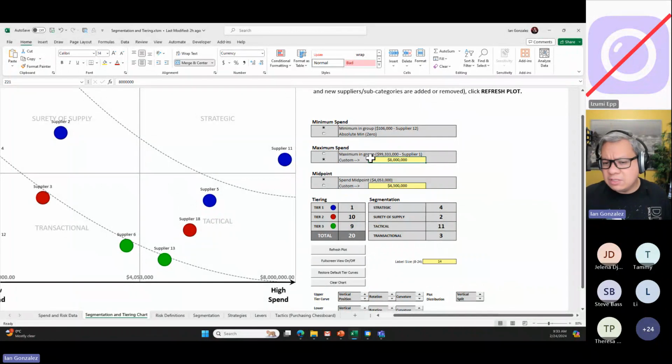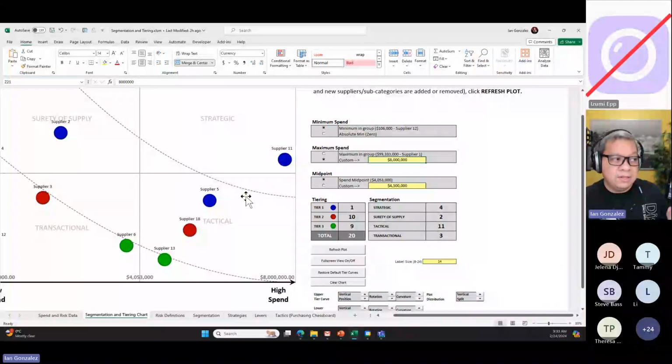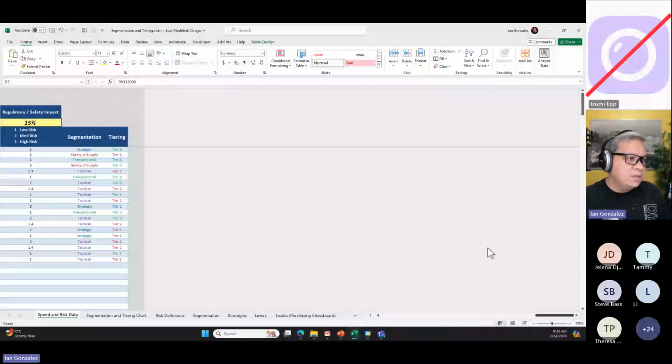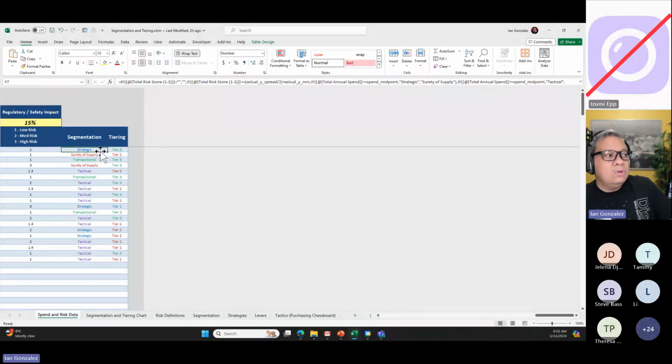Use it when you know you have some suppliers that are unusually high. What's going to happen is they're still on the chart. They're just not plotted where you can see them. They're plotted way on the right side and you can't see them. But that's okay because you'll still have their segmentation over here. They won't lose their segmentation tiering. They just won't show up on the chart.